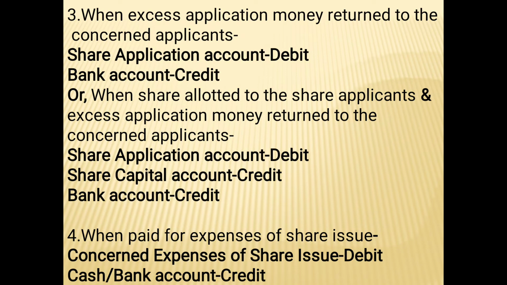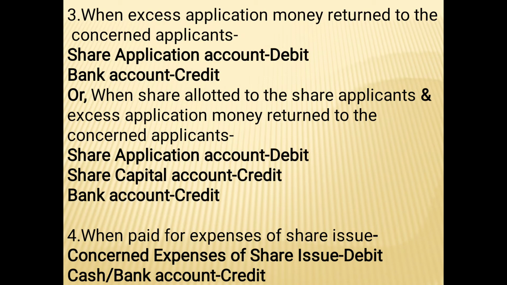Or numbers two and three, if you are required to give them at a time, then this journal is for it: when shares are allotted to the share applicants and excess application money is returned to the concerned applicants. Journal for this entry, or for the transaction: share application account debit, share capital account credit, bank account credit. You can see two and three at a time. You can write in your solution copy.